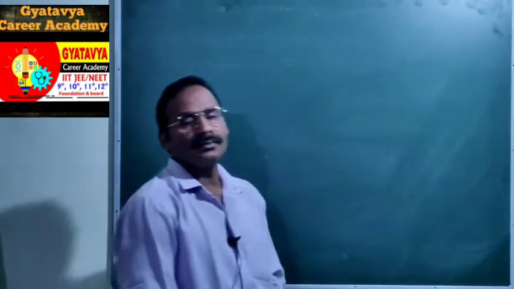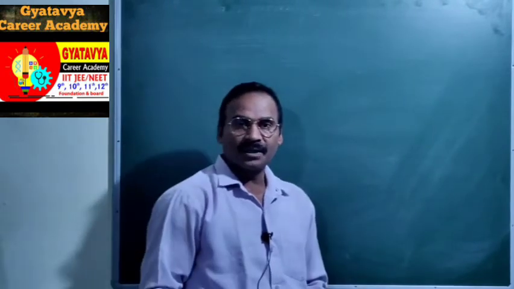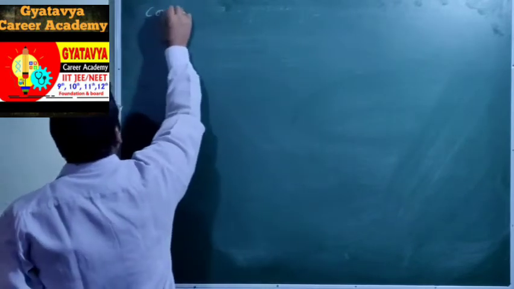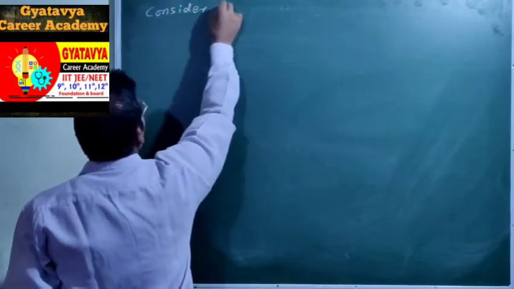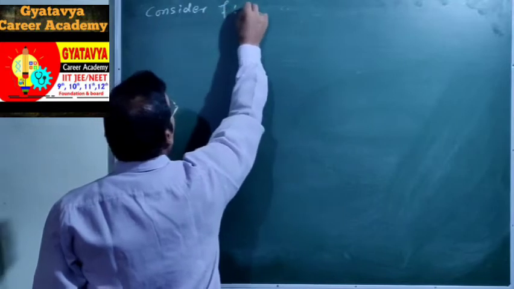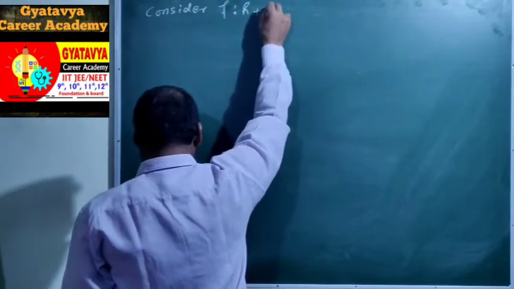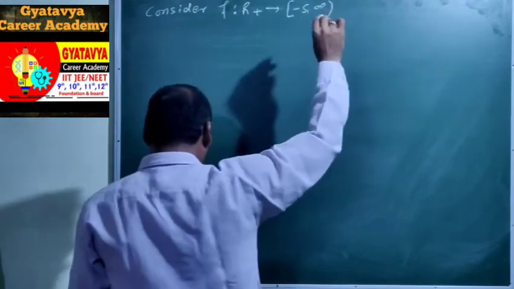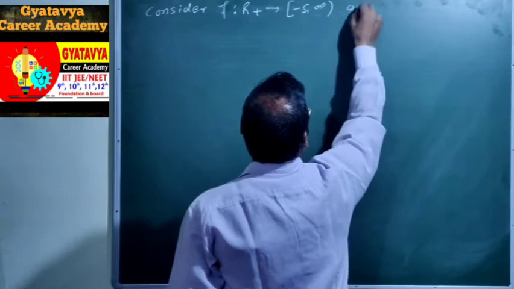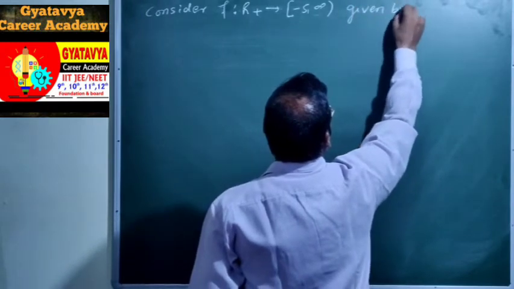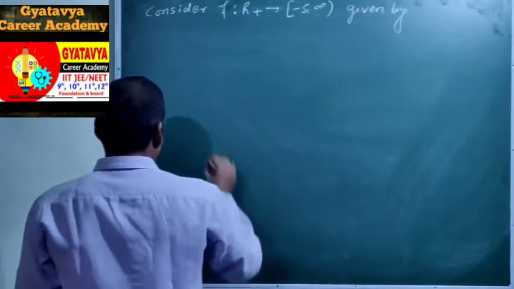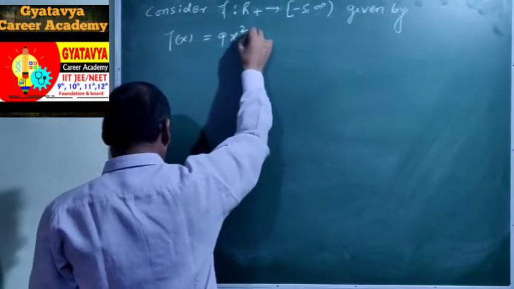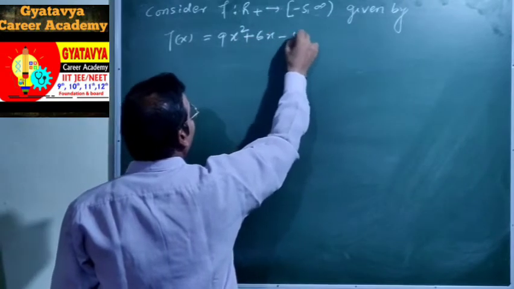Now another problem we are taking. Consider f from R plus to [minus 5, infinity), given f(x) equal to 9x square plus 6x minus 5.